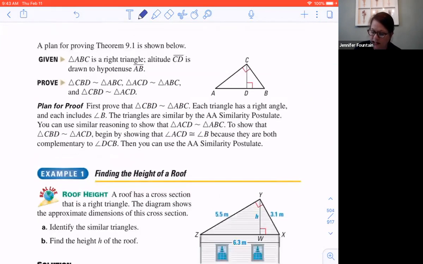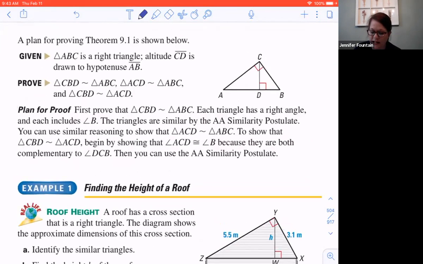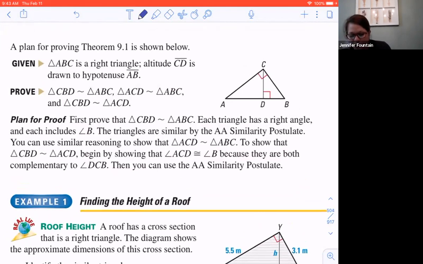So let's go ahead and take a look at this. We're looking at triangle ABC, which is a right triangle. The altitude is CD, drawn to the hypotenuse AB. I need to prove that triangle CBD is similar to ABC, that triangle ACD is similar to triangle ABC, and that triangle CBD is similar to triangle ACD. Okay, so notice it says my plan for my proof. First, we're trying to prove this one here.